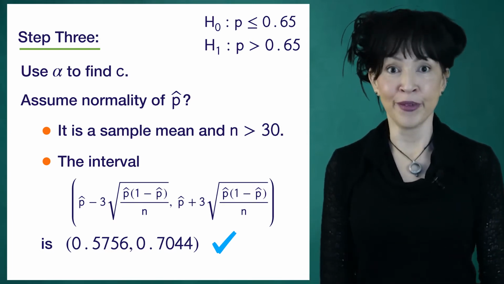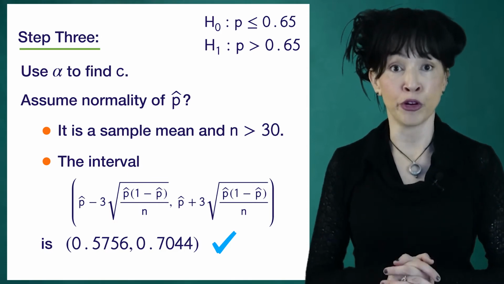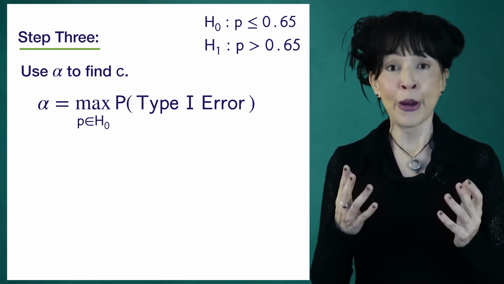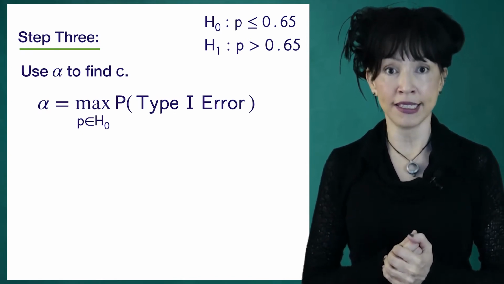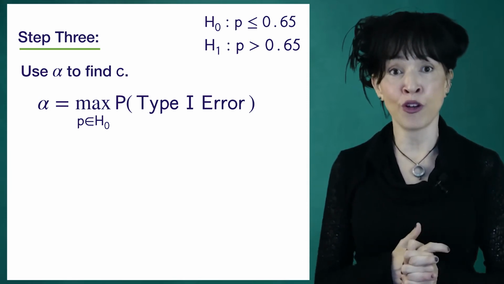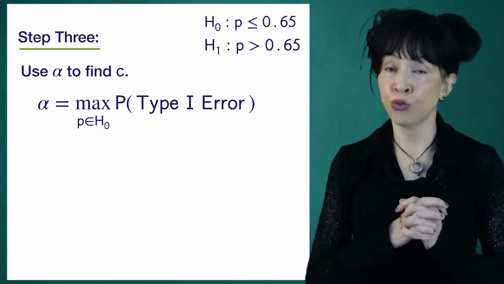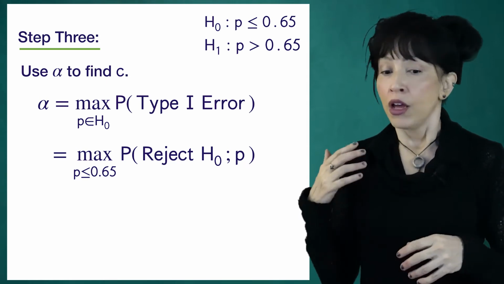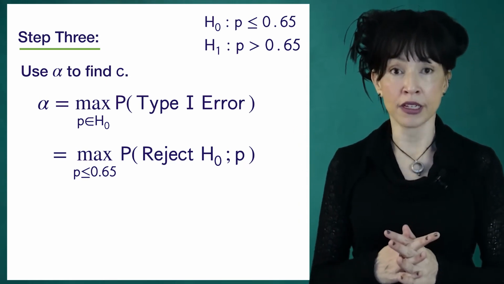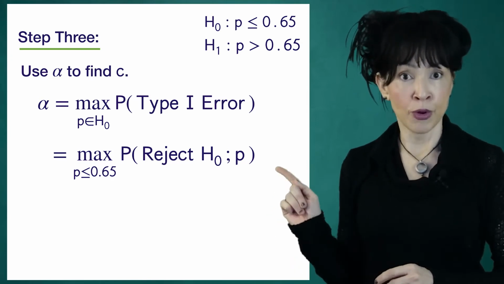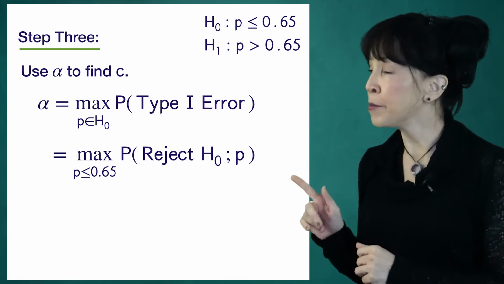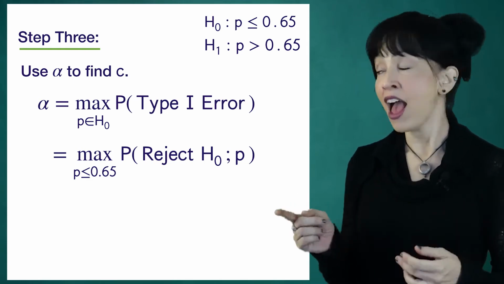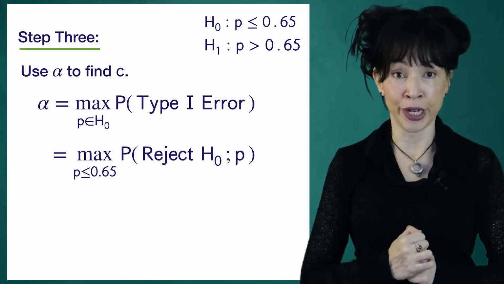So still in step 3, we haven't done it yet. I just made an argument for normality. In step 3, we have to find c, and this is where alpha comes in. Now, alpha is the maximum probability of making a type 1 error. Before I say what that maximum's over, remember, a type 1 error means you reject the null hypothesis, but you shouldn't because it's true. So the type 1 error means we reject the null hypothesis when the true parameter is p, and right now this is just a variable, but then I'm going to maximize it over all the p's in the null hypothesis region. More specifically, I'm going to maximize over all the p's less than or equal to 0.65.